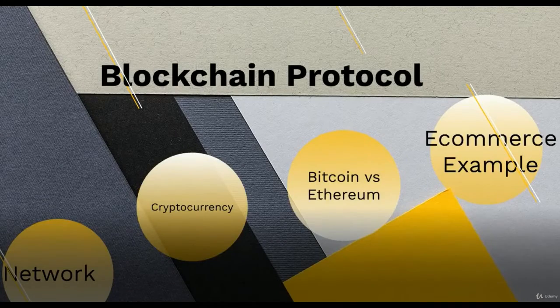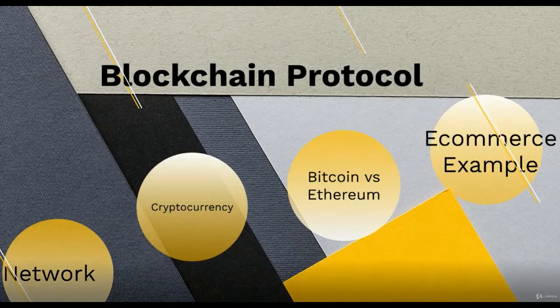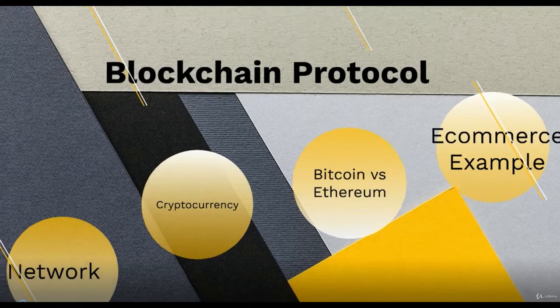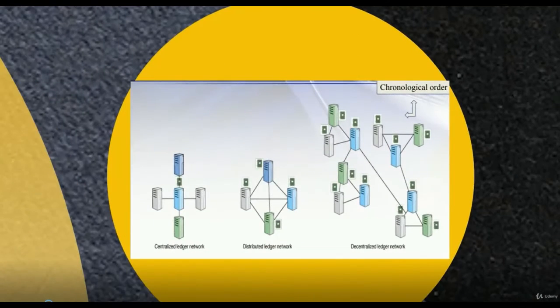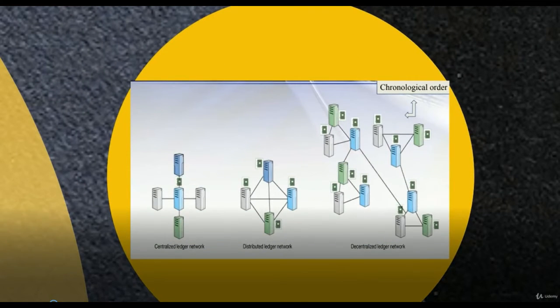In the last video we saw the network protocols, and the types of networks that are available. Currently we are using the peer-to-peer network and the world wide web. The world wide web is based on the client-server architecture, and peer-to-peer is where all your peers are interconnected.